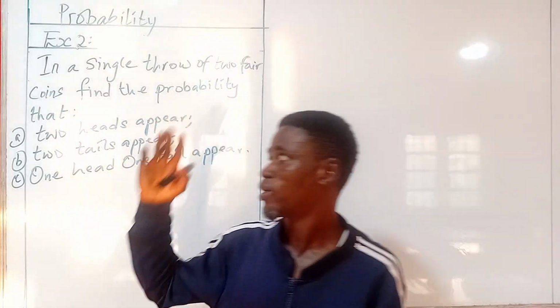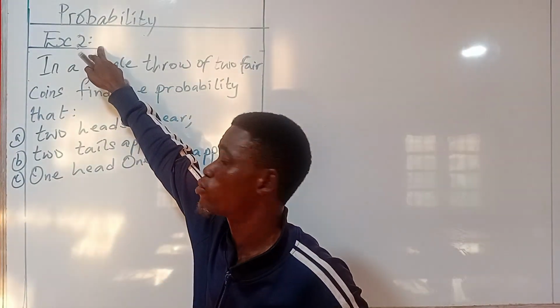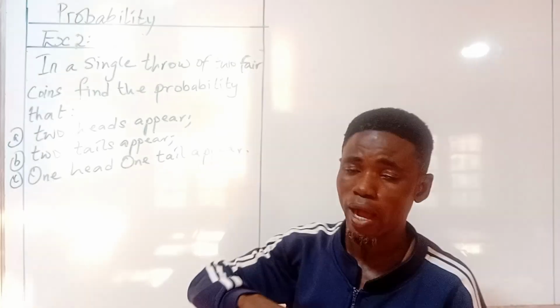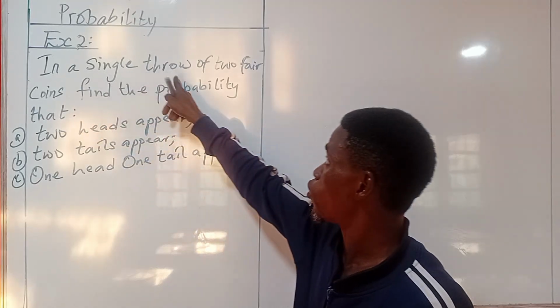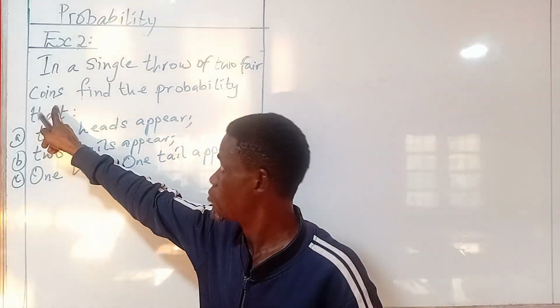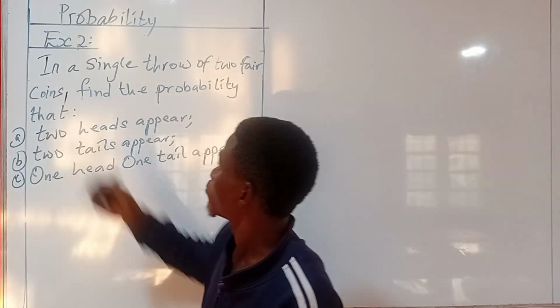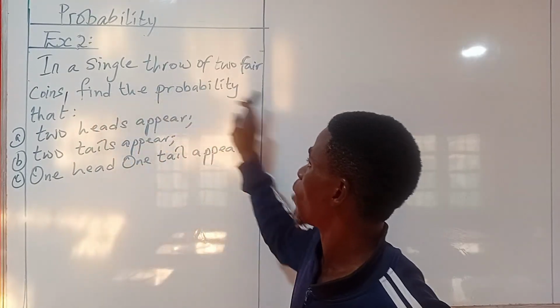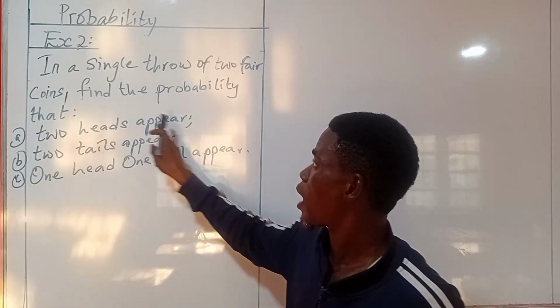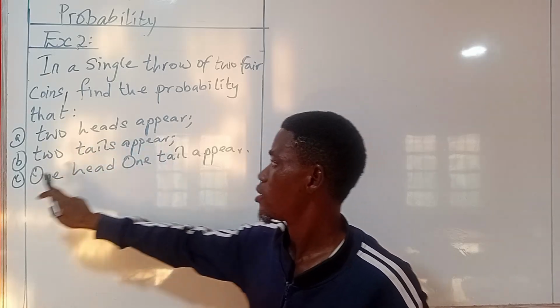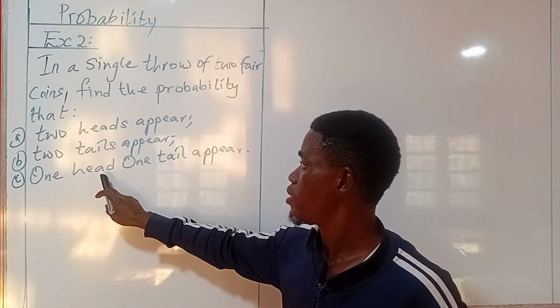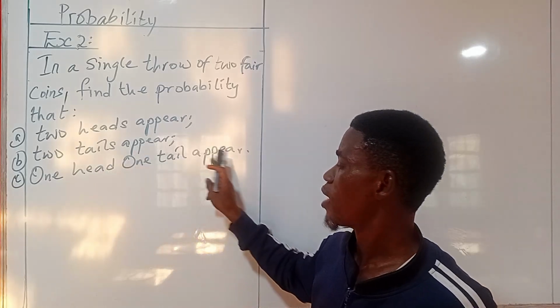Okay, you are welcome. Now we are taking this as example 2 under probability. I have done example 1. Now let's look at the question. In a single throw of 2 fair coins, find the probability that A, 2 heads appear, B, 2 tails appear, and C, 1 head and 1 tail appear.